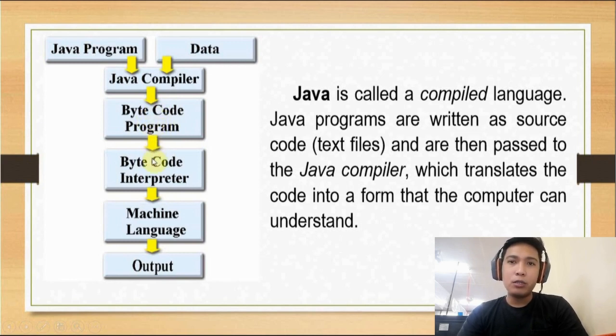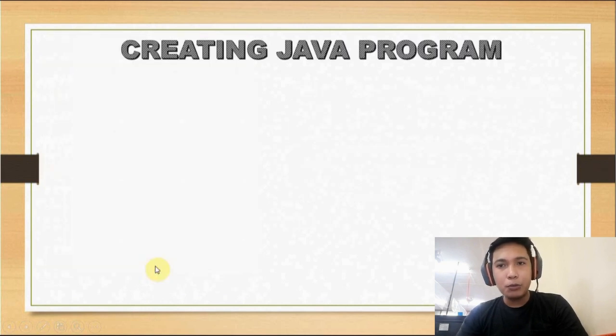From bytecode, it goes into a bytecode interpreter or into a JVM or Java Virtual Machine, which translates the bytecode into a machine language for the computer to understand. Okay, from the machine language, it goes into the JRE that provides our output.